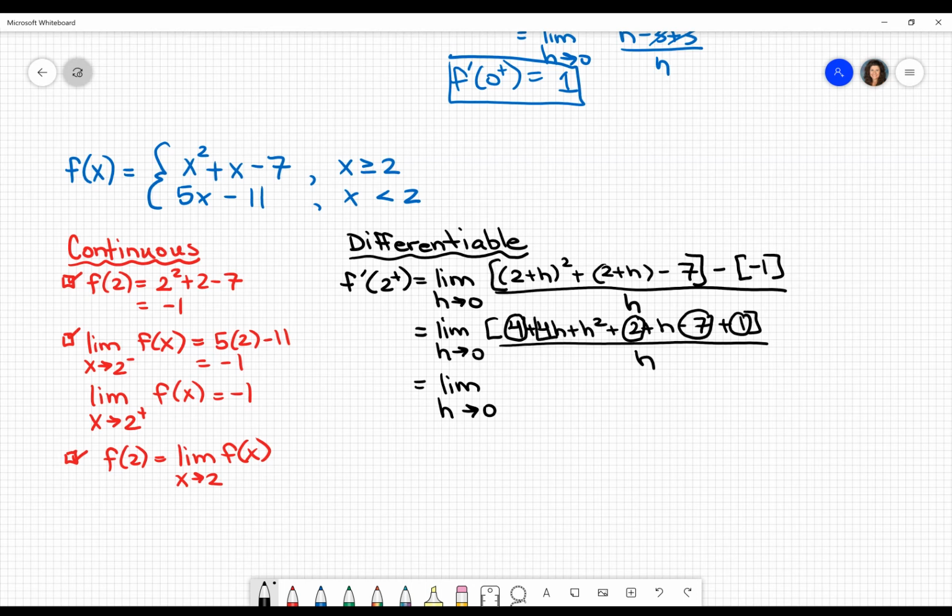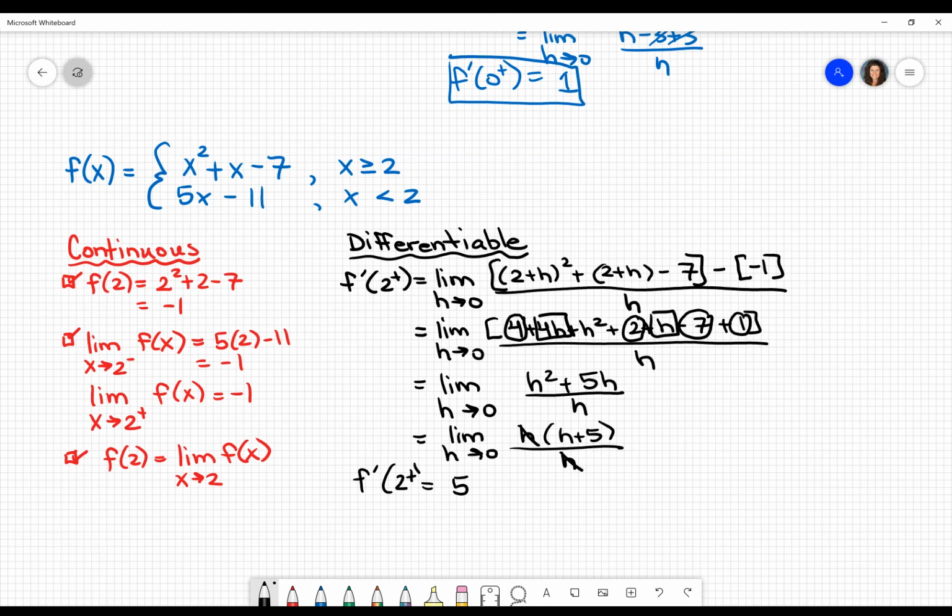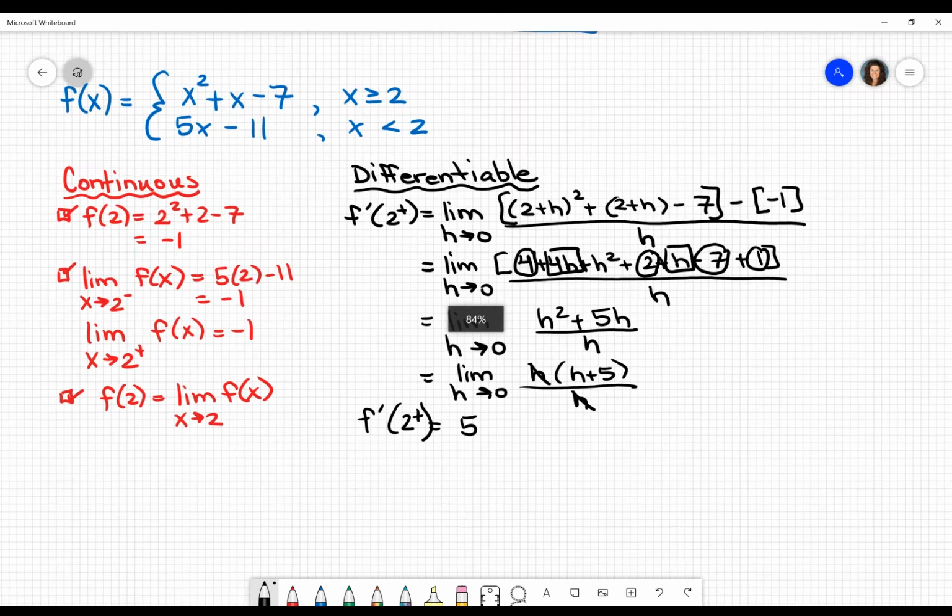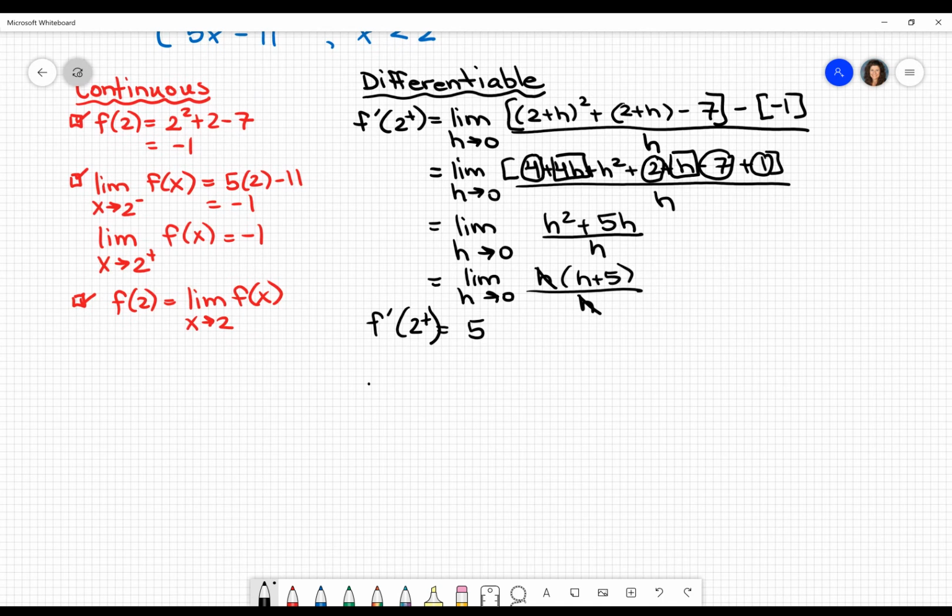And for the rest of the terms, I've got a 4h and a 1h, so that's 5h. So I have h squared plus 5h all over h. Now, if I were to plug 0 in at this point, I would get indeterminate. So I know there's more work to be done, and I can see that there's a common h. So h plus 5 all over h, and the h is reduced out. Now I can plug in 0, and I get 5. So that means the slope of the function from the right is 5. Now, will the slope of the function from the left also be 5? If so, then this function is differentiable.